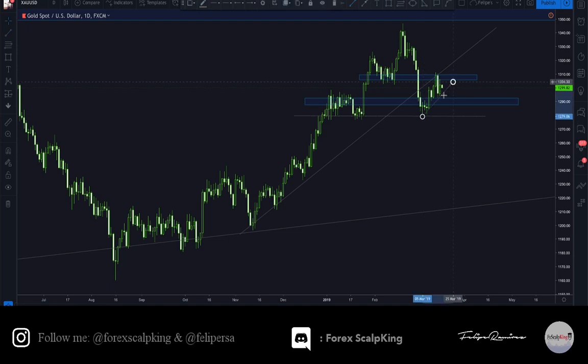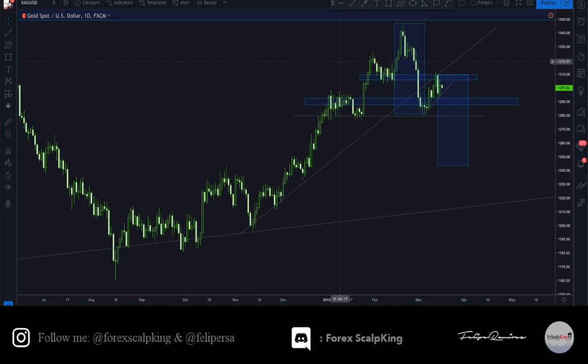This is a corrective structure. So we got push, corrective structure, continuation. How do we measure that? The distance of that initial push should be, copy paste, the distance of the market after the pullback. So there it is. Push, correction to the trend line, continuation.